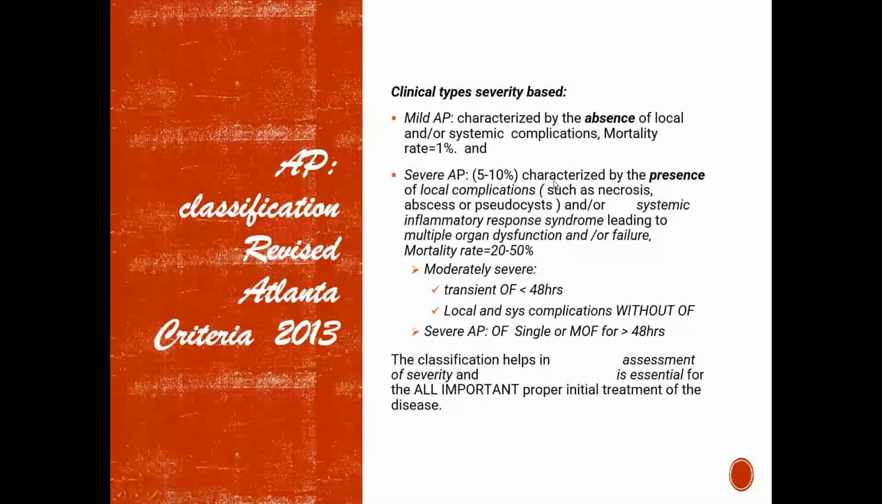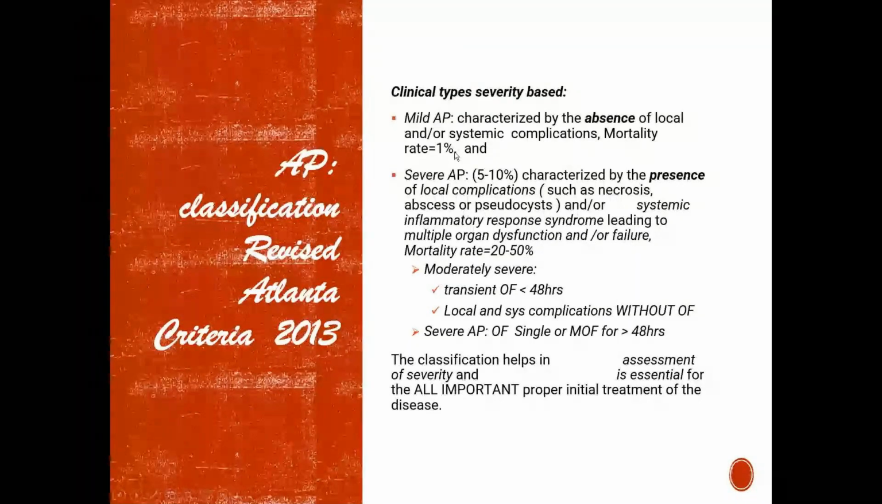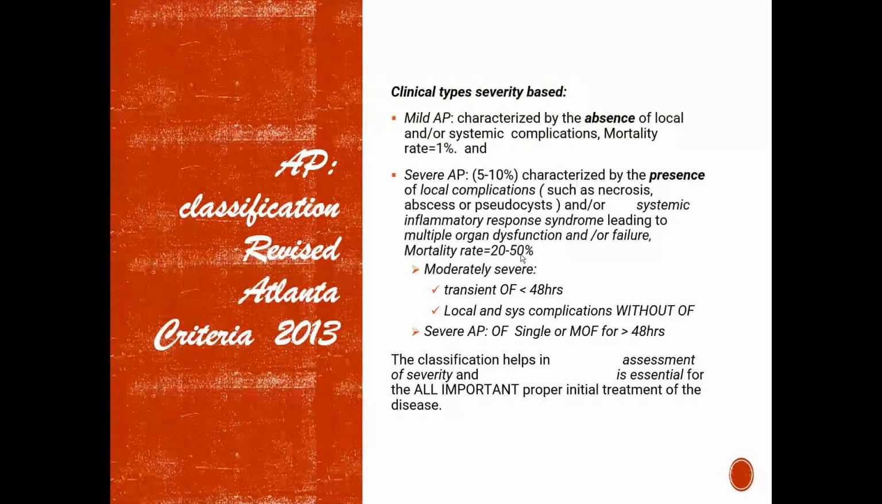Necrosis, abscess, cirrhosis, and/or systemic inflammatory response syndrome, systemic complication leading to what? Leading to multiple organ dysfunction or multiple organ failure. And the mortality shoots up. See, 1% here, 20 to 50% here. That is how high the mortality is in a patient of severe acute pancreatitis.